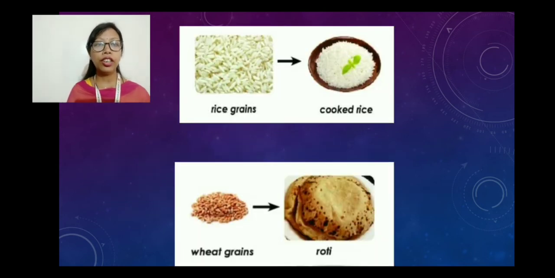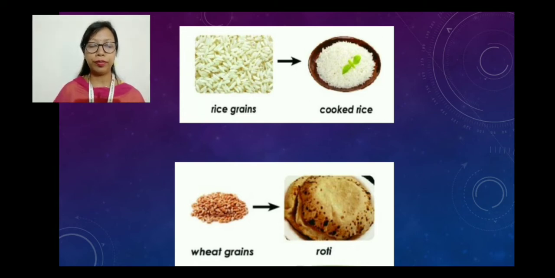Now here, these are the pictures from your book. You can see the rice grains which are cooked into cooked rice. So rice grains, we cannot eat rice grains as they are. They have to be cooked and then we eat the rice. Then below we have the wheat grains. Now wheat grains are being made into roti, the atta. Wheat grains are being ground, which becomes atta, and then from there we make the roti.